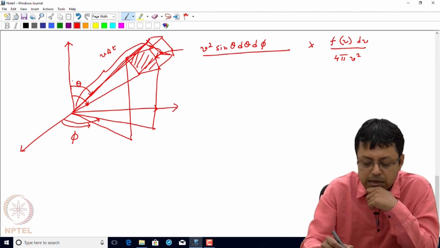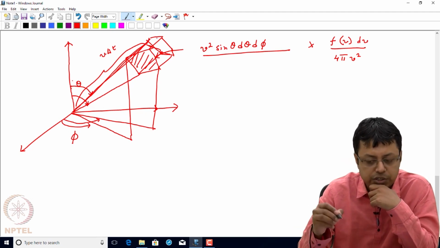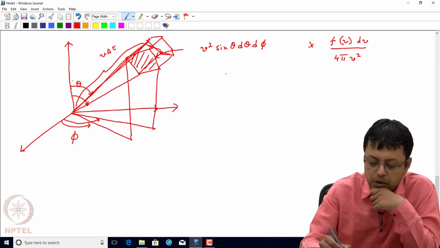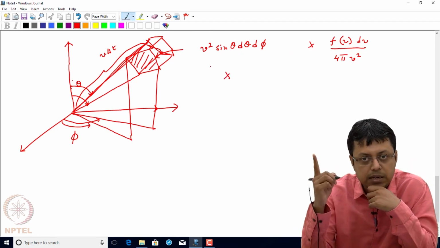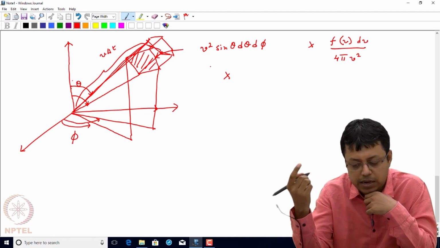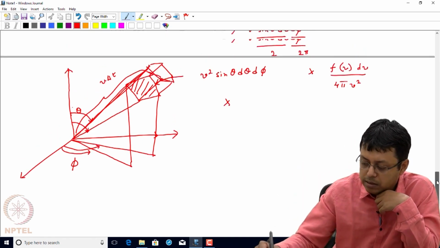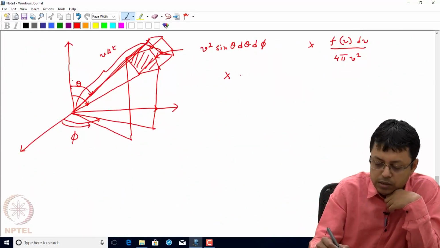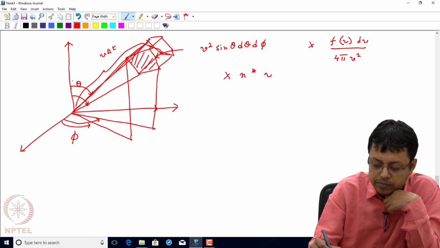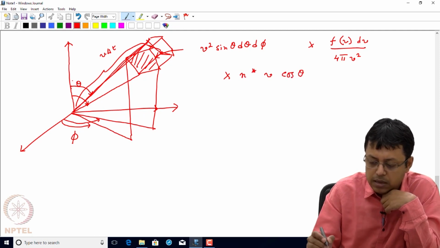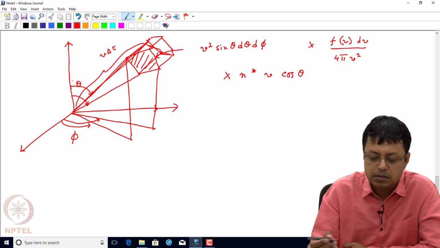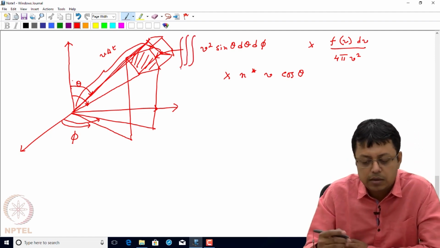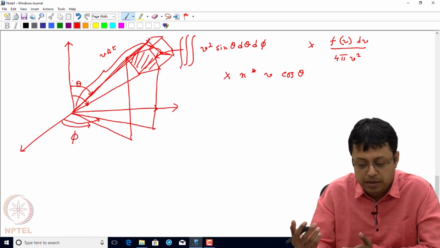So this is basically my distribution function, and that is a probability function, and that we are now going to multiply with whatever we got for a single speed in a unit direction. And that was, if you remember, something like n star into v into cos theta. So we just multiply it by n star into v into cos theta, and then we will integrate it. Now, integrate it for what? It will be integrated for theta, phi and v.